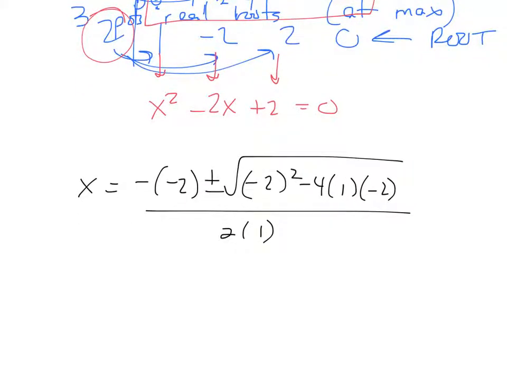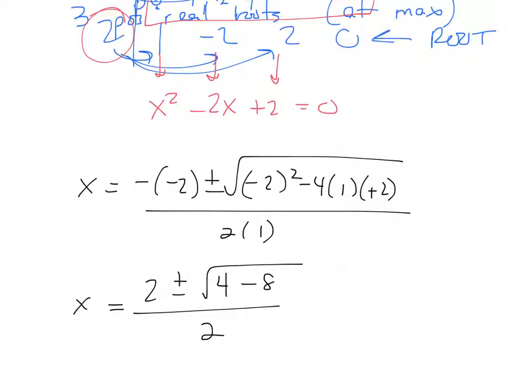Simplify this, please. Oh, c should be positive. I apologize. Hold on. Make that positive. 4ac should be positive there. So we've got 2 plus or minus 4 minus 8 under a radical. So what kind of an answer am I going to get? Imaginary. Okay, 2 plus or minus root negative 4 over 2.